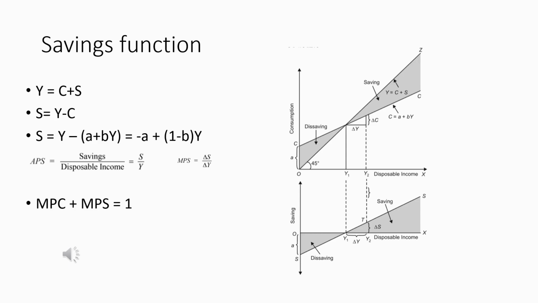It is worth mentioning that as average propensity to consume falls with the increase in income in the upper panel, average propensity to save rises as income increases. Thus, in the figure, with the increase in income, not only the absolute amount of saving increases, the average propensity to save also increases.